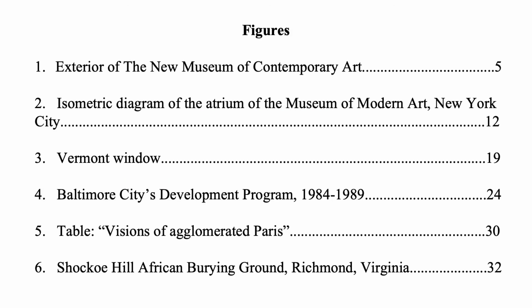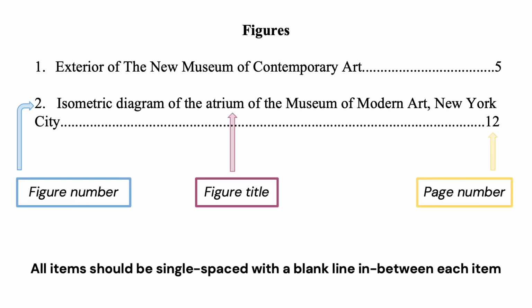Here's an example of how we format a list of figures. On the left side of the page, we have a list of figure numbers we assign to these images, followed by the figure title. The page number on which the figure appears is indicated on the right side of the page. All individual list items should be single-spaced. Leave a blank line between each list item.